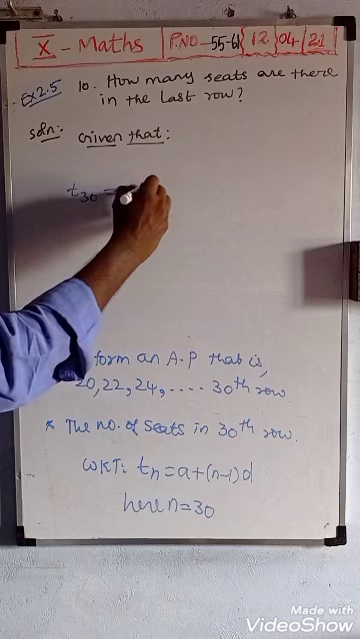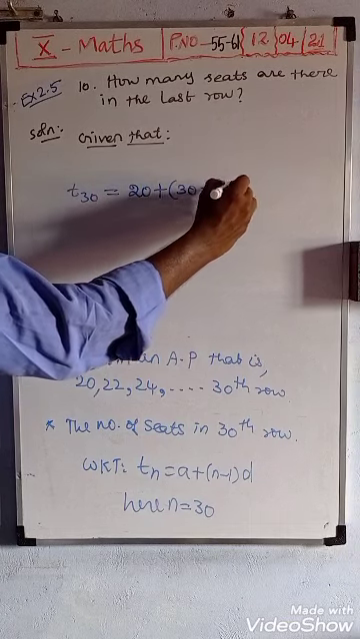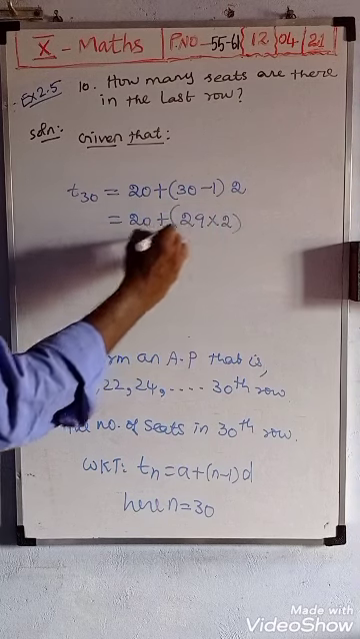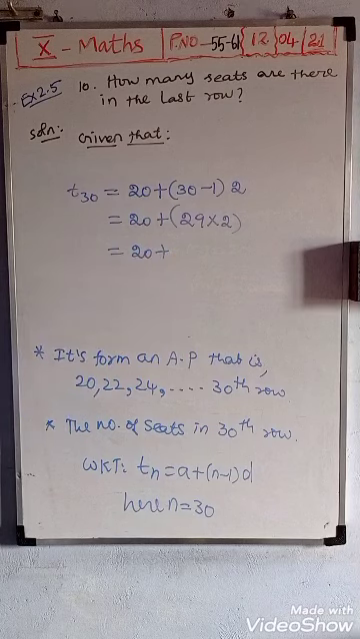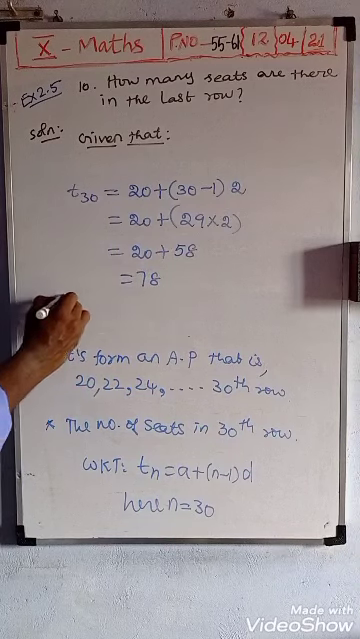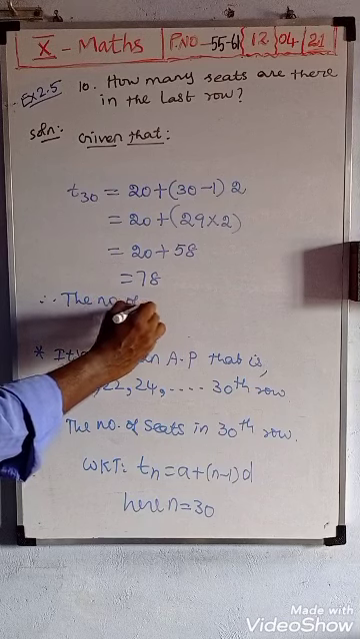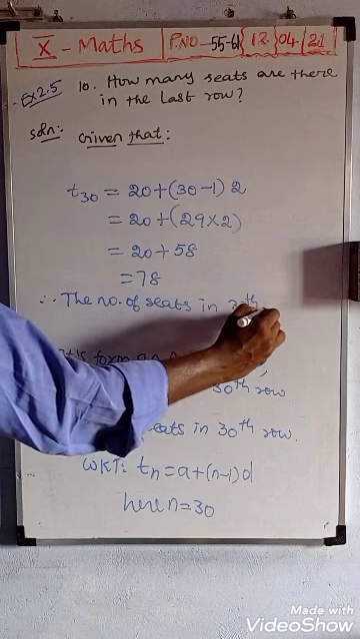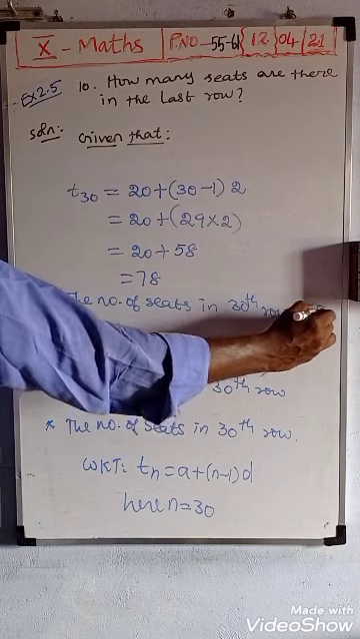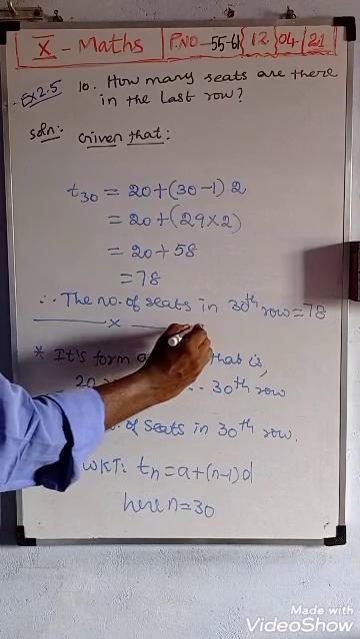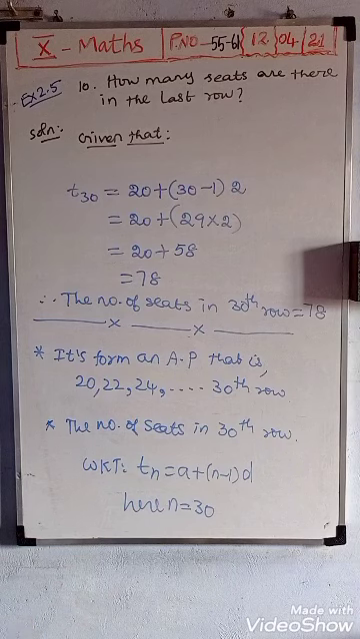A value is 20 plus 30 minus 1 into 2. So 20 plus 29 into 2. Okay, so 20 plus, first you should multiply 29 into 2. So 58. So you should add this to 20, 78. Therefore the number of seats in 30th row is equal to 78. Okay, in 30th row how many seats are there? Totally 78 seats. Okay, that's all.